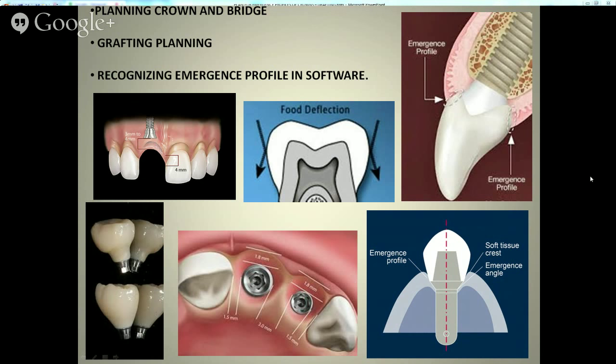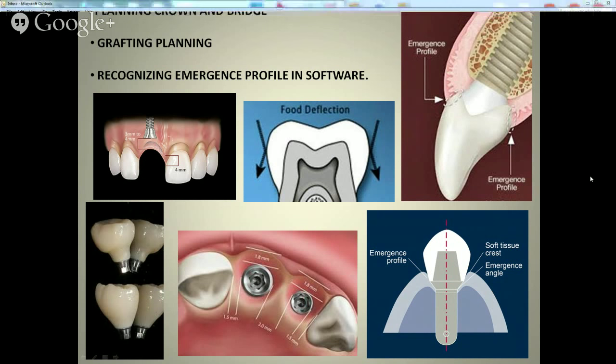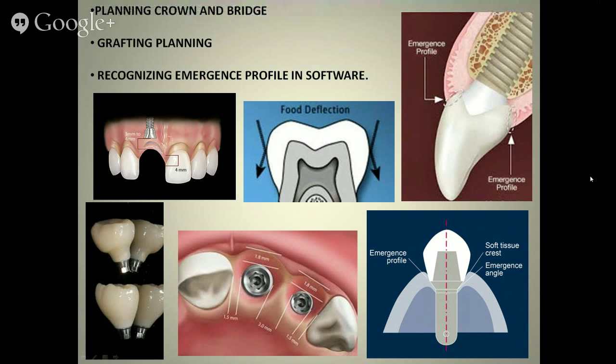the data interpretation. Tonight, I'm going to go into some planning of crown and bridge cases, how grafting planning can be worked into your crown and bridge cases for proper emergence, and also an important factor in the ultimate restoration that you may design is how to recognize emergence profiles in software. And emergence profiles can be planned, and quite often to do it properly, grafting is part of the process.